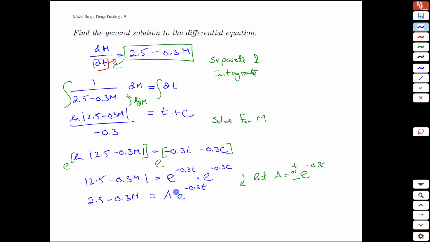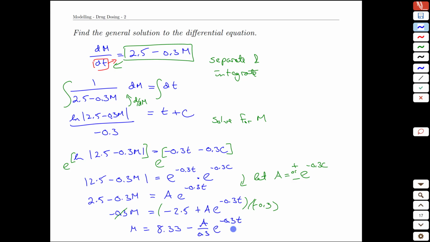And what we can see is there's some sort of exponential decay process happening, and if we zoom in a little further, solving for m, negative 0.3m is going to be, let's put the 2.5 first, that'll sort itself out in a moment, e to the negative 0.3t, and when we divide through by negative 0.3, we would get all of this over negative 0.3, which, a double negative is positive, 8.33 minus A over 0.3 e to the negative 0.3t. A lot of negative 0.3s running around. But that would be our general solution to this problem.